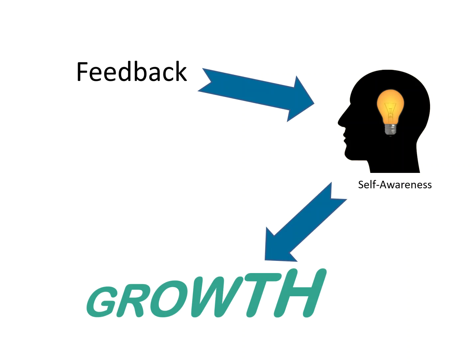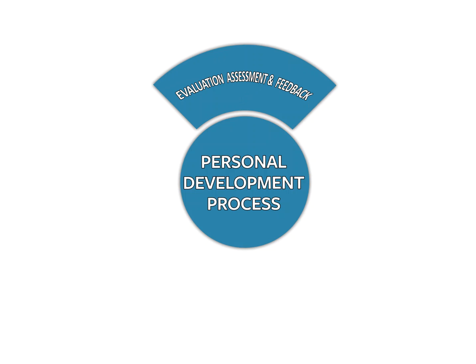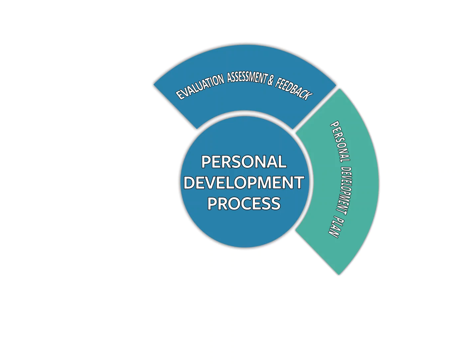Now let's review our model that illustrates the process we use to facilitate personal growth and development. It's the personal development process. The process begins with evaluation that provides the assessment and feedback we need for increased self-awareness. This leads to step 2, where we make a measurable personal development plan based on the greater self-awareness.